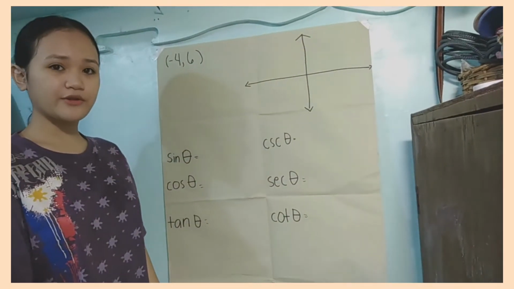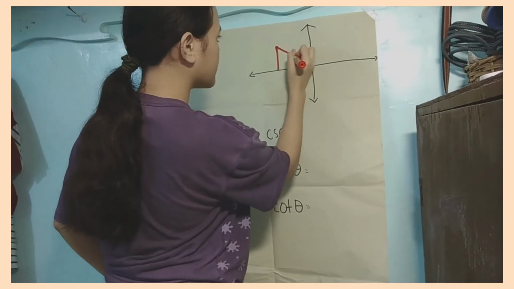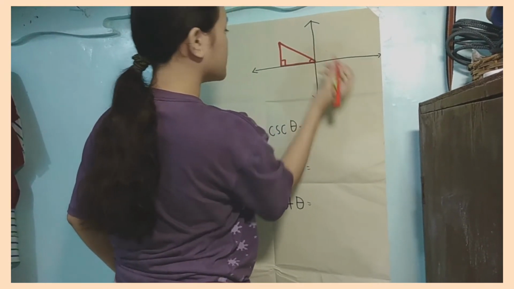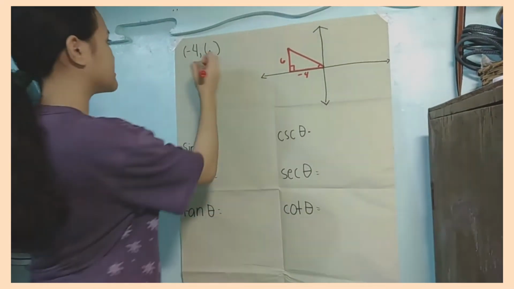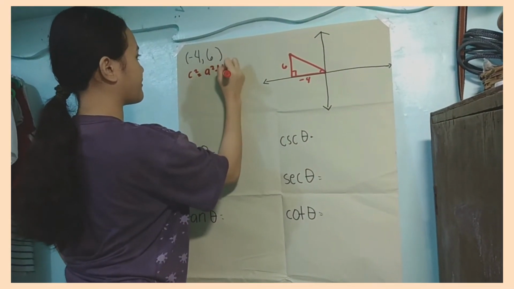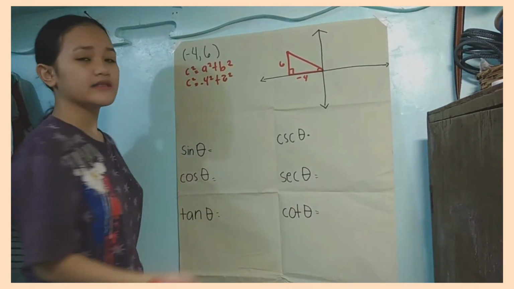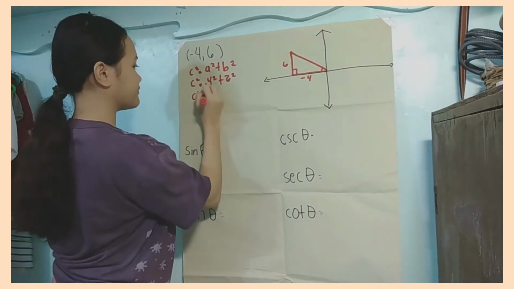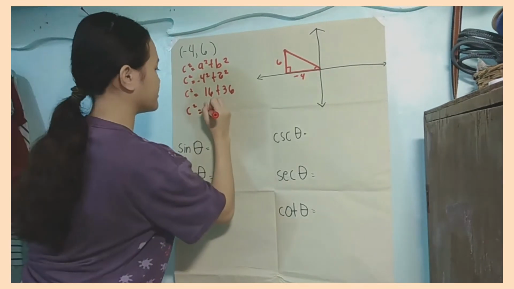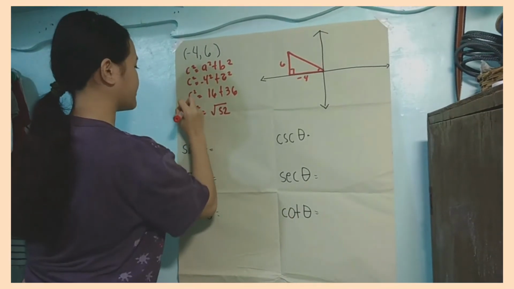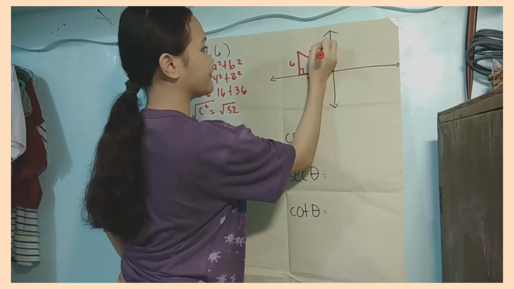Let's assume that we're given a point of negative 4 and 6. So, this is our negative 4, and this is our 6. There is one missing, the hypotenuse. Let's use the Pythagorean theorem. Negative 4 squared is 16, plus 36, is the square root of 52. Now, our hypotenuse is square root of 52.